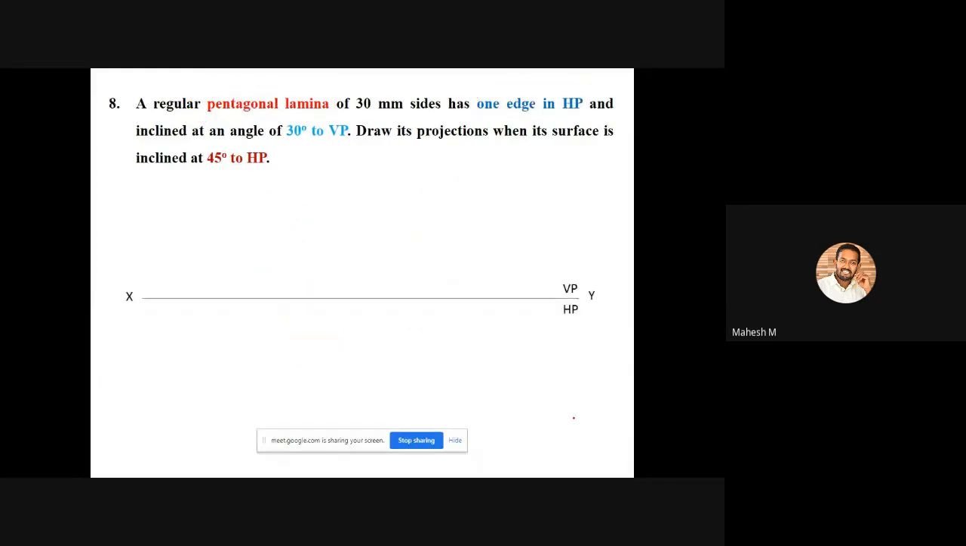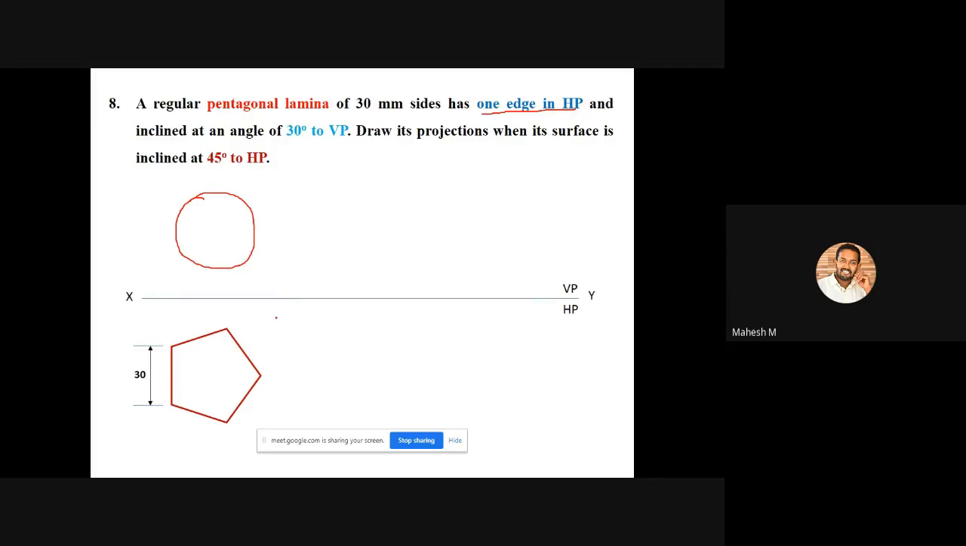Okay, so you can create a reference line with name of x and y and you can create the plane names. Okay, so I told you if it is one edge in HP, you have to draw the plane exactly on the top view position. So the top view should have a profile of plane because it is in HP. If it is in HP, you should draw this pentagon on this top view. If it is one edge in VP, அப்போ என்ன பண்ணலாம்? You should draw this pentagon exactly at this place.